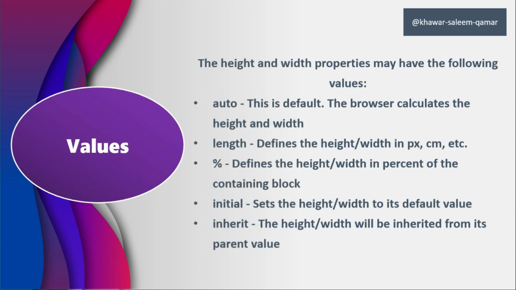The values that the height and width properties may accept are in the following list. It could be auto. This is the default value of the height and width properties. With this value, the browser automatically calculates the height and width of the element. The second format for the value of height and width is length, and this length is given in CSS units like pixels and centimeters, etc.